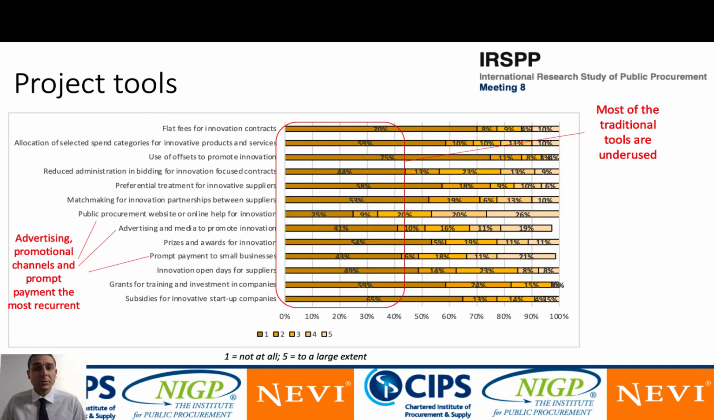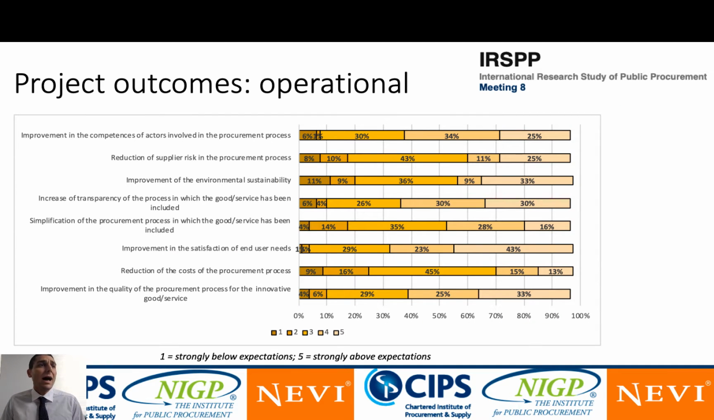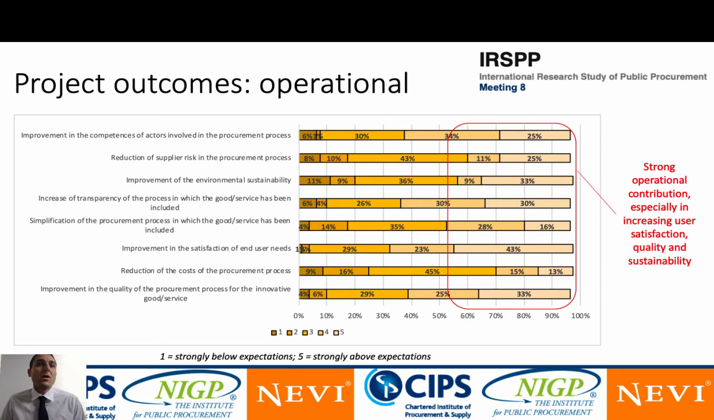dealing with public institutions. In terms of outcomes achieved with the procurement for innovation project, we can see that all the projects rate a strong operational contribution as a final outcome. In particular, we can see an increase achieved in the user satisfaction, in the quality of the process where the innovative goods or service were included, and the high level of sustainability.